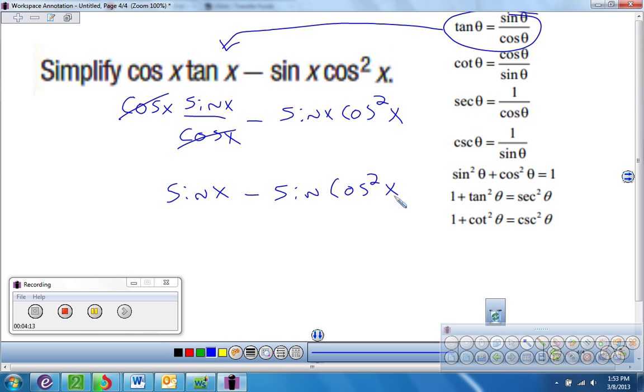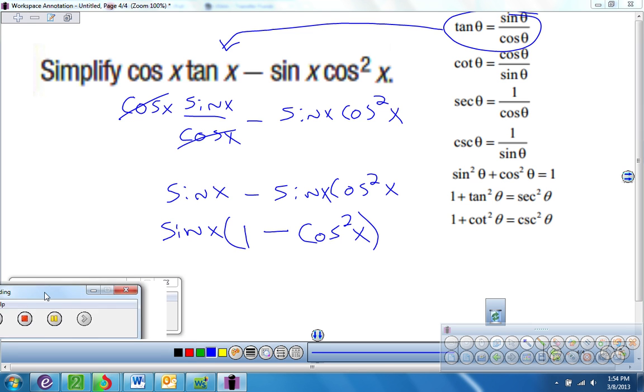cosine squared x. Now, if we look in here, we notice that both of these have sine in it. So I'm going to factor that out and see if I don't end up with something that looks like something over here. So I'm going to factor out sine x. And when I do that, I'm left with 1 here minus, okay, I factor that out, that's 1 as well, but then we have the cosine squared x with it.